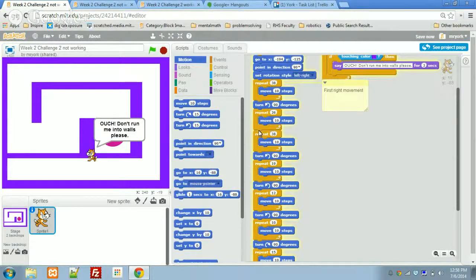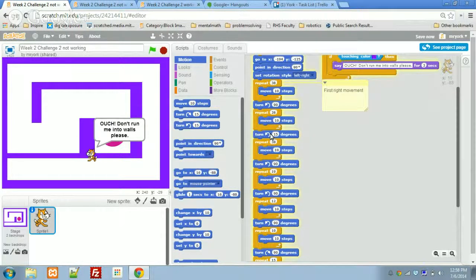So I'm going to keep reading. And when I get down here, hopefully you noticed that in between these two repeat blocks, there's no turn. So this just keeps moving on up instead of turning to the left. So we need to tell the cat to turn to the left. 90 degrees is a left turn. Now let's run our code again and see how it works. So far, so good. That seemed to do it.